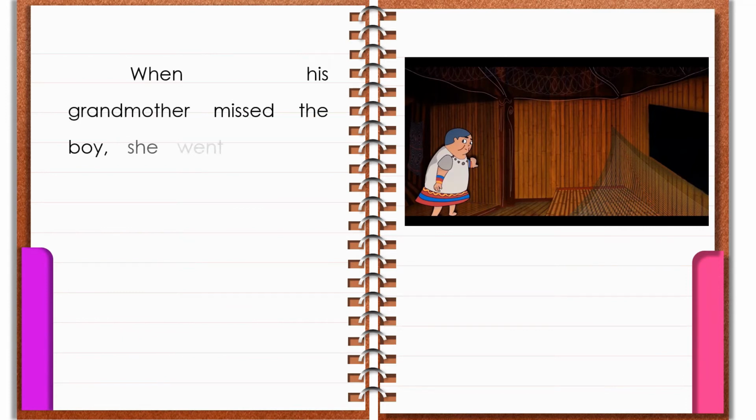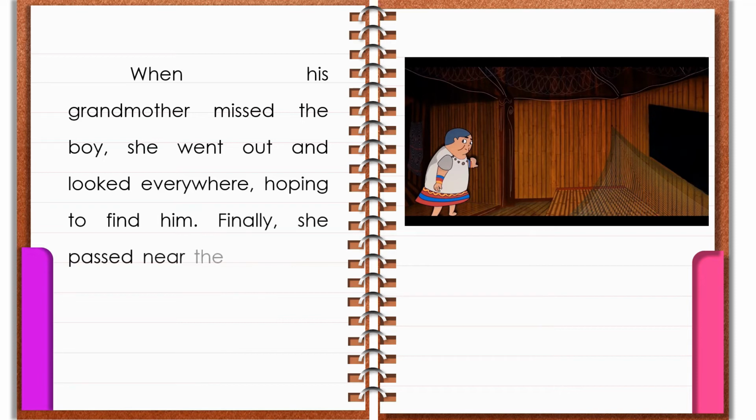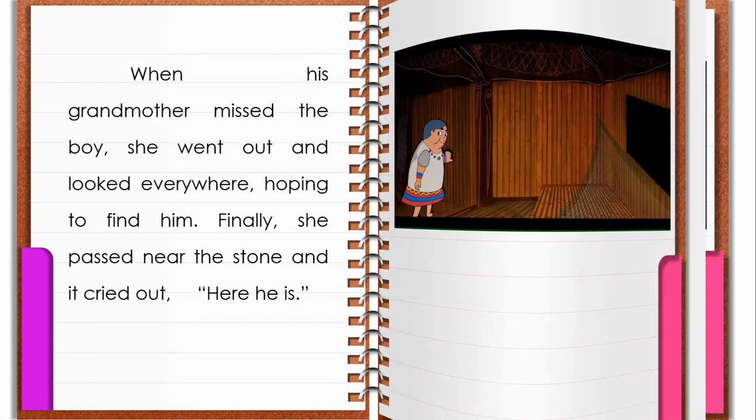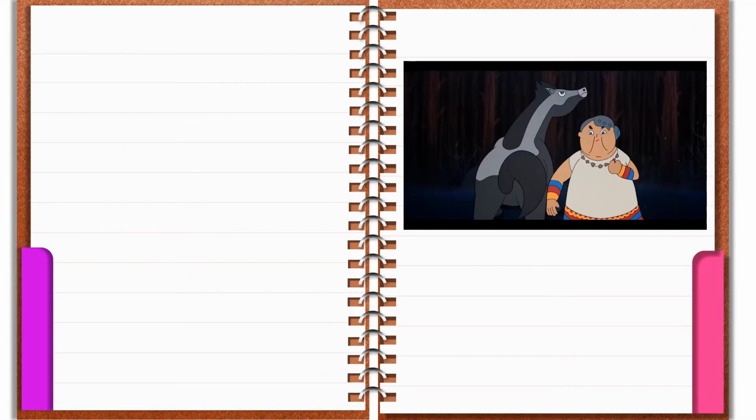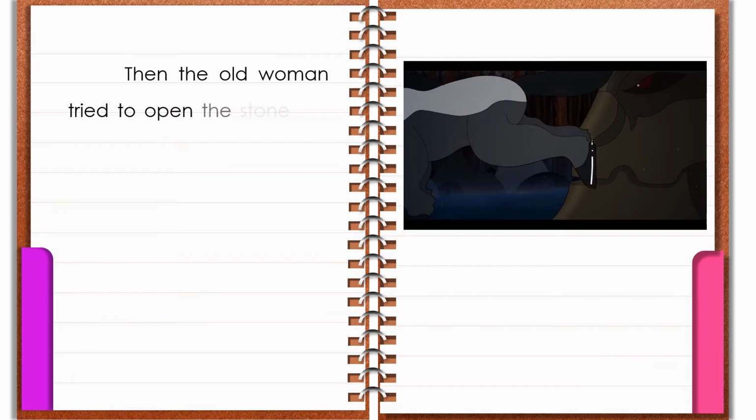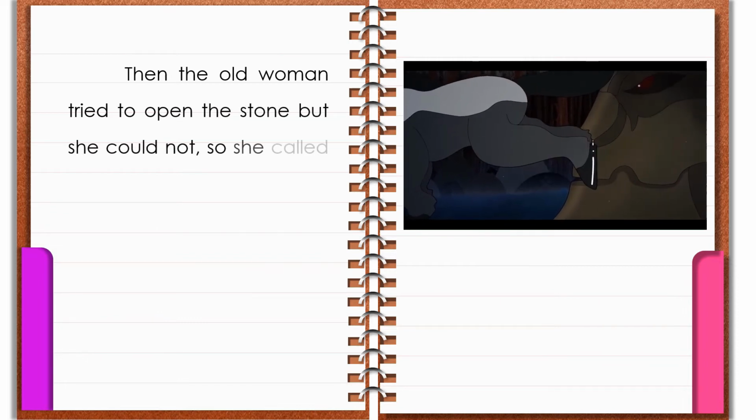When his grandmother missed the boy, she went out and looked everywhere hoping to find him. Finally, she passed near the stone and it cried out, "Here he is!" Then the old woman tried to open the stone, but she could not.